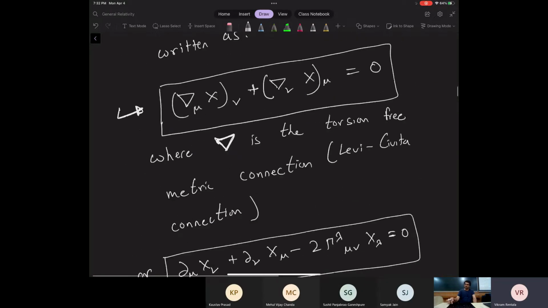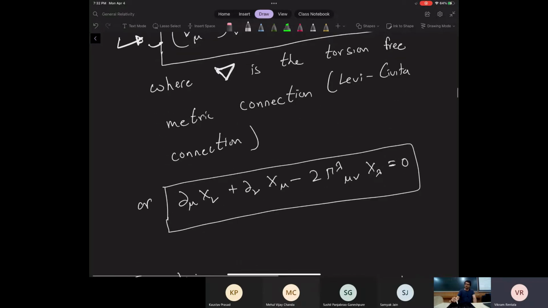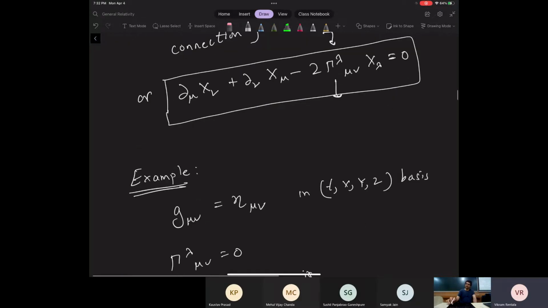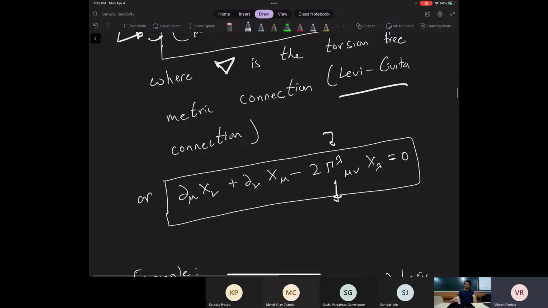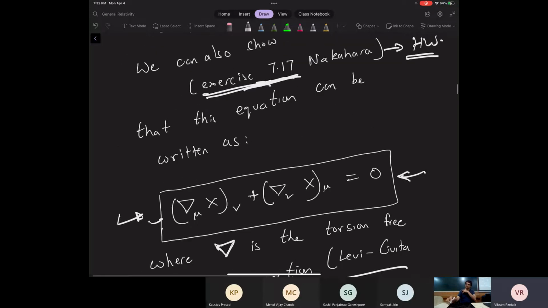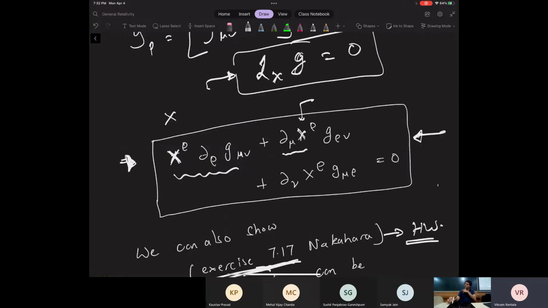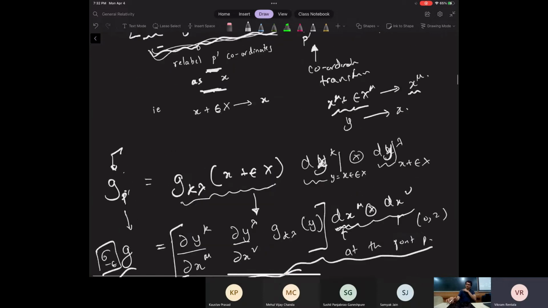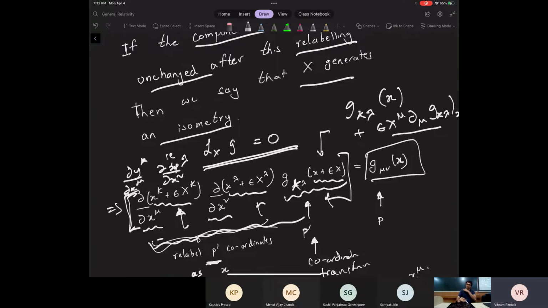You can write it explicitly in terms of the components. I can write it as gamma lambda mu nu, and I can expand this gamma lambda mu nu in terms of the metric, the Levi-Civita connection, that's the unique torsion-free metric connection. What you'd find is that this equation is the same as this equation, which is the same as this equation. All these three are the same equation, and all of them are really coming from just this original equation, which is saying that the metric components are unchanged under this infinitesimal epsilon diffeomorphism.